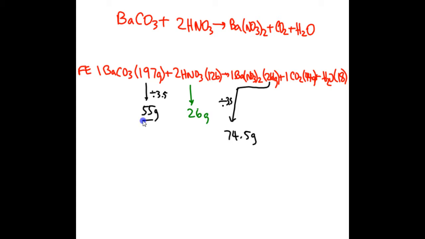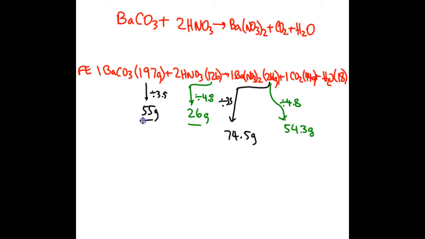Now, it also says that if you're using 26 grams of HNO3, so to get from 126 to 26, you're dividing by 4.8. Whatever you do there, you do the same thing here. And what you would get from that is 54.3 grams of the product.